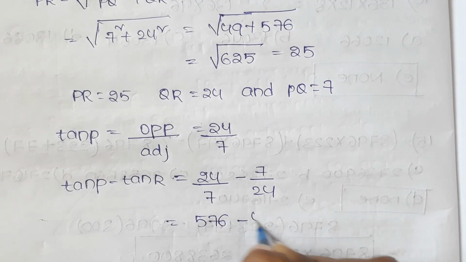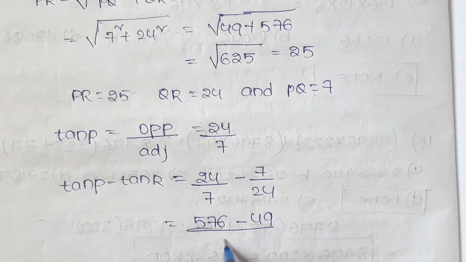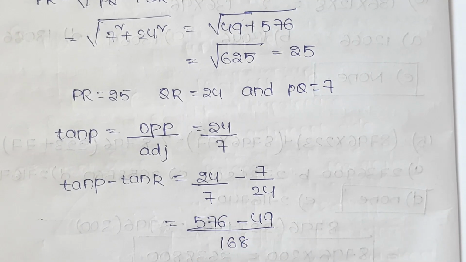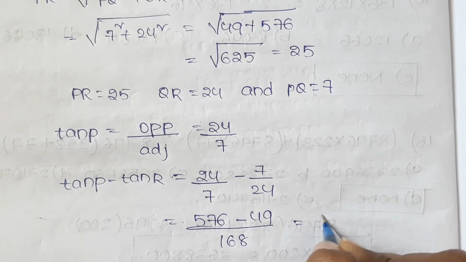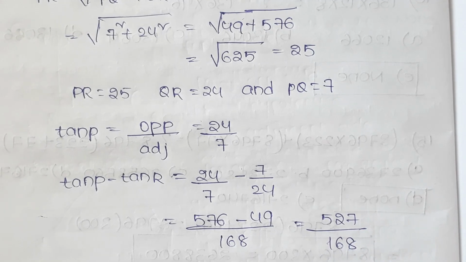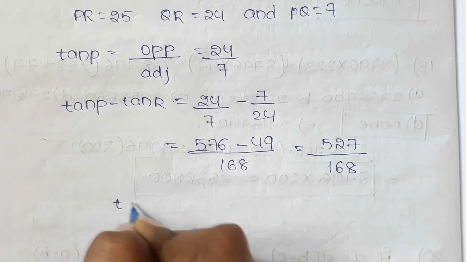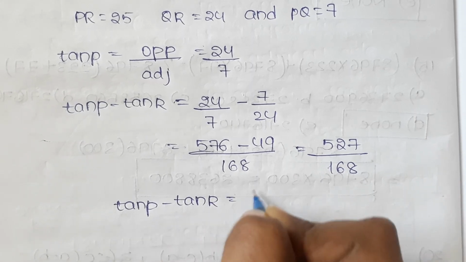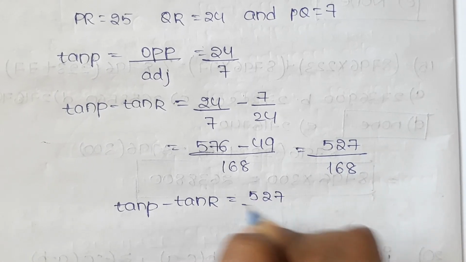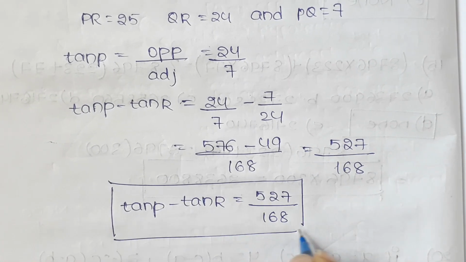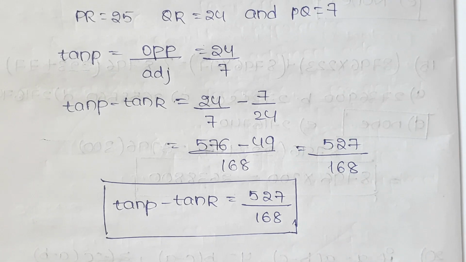576 minus 49 over 7 into 24, 168. We should take the LCM here. So the required answer is 527/168. So the value of tan P minus tan R equals to 527/168. And this is about the second question. And now let us see the third one.